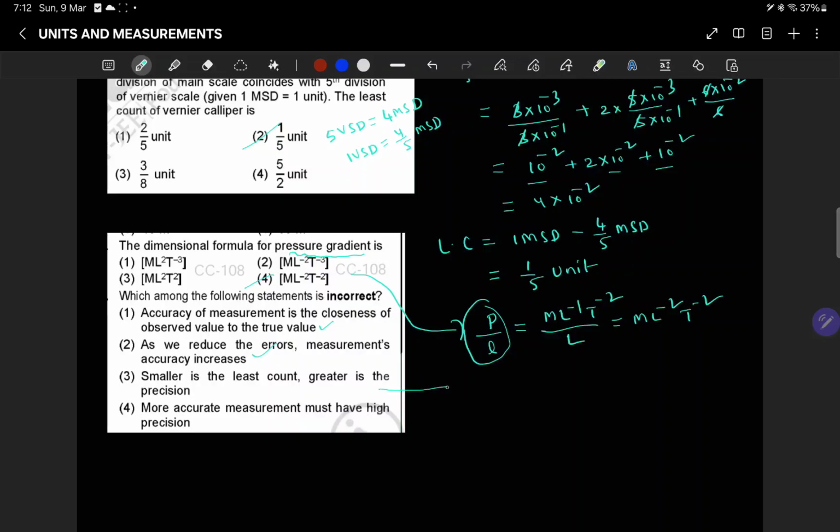Yes, for example, see here: 0.01, 0.001. So the smaller the least count, the more the precision. Precision means if you add 1 unit here, it is more precise, students. Correct. This is more precise than this one. Next, more accurate measurements must have high precision. That is wrong, students. The remaining are all 100% correct. So the fourth option is incorrect, students. The incorrect option here is the fourth one.